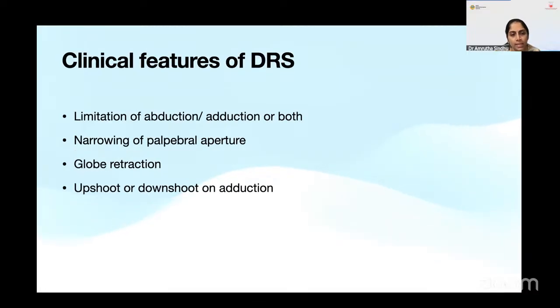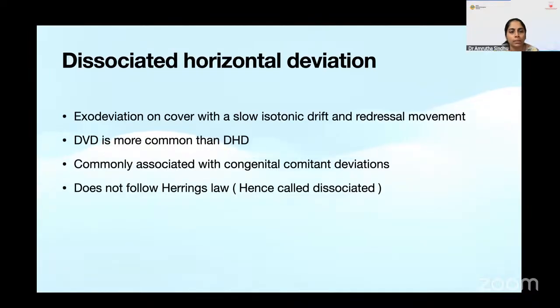Clinical features, as I already told, there might be a limitation of abduction, adduction, or both. Always look for narrowing of palpebral aperture and upshoots, downshoots, and globe retraction. Go back and read about the causes for this upshoot and globe retraction, which is very important. Last but not the least, this is dissociated horizontal deviation.